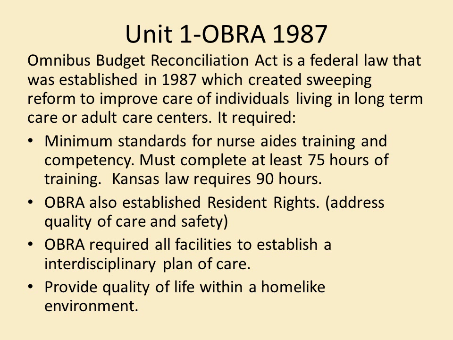Unit 1 is about OBRA 1987. OBRA is an abbreviation that stands for the Omnibus Budget Reconciliation Act, or the Federal Nursing Home Reform Act that was passed in 1987. This was a result of complaints by consumers and customers about the poor nursing care being given to individuals in long-term care centers. This created sweeping reform that improved the quality of care for individuals.